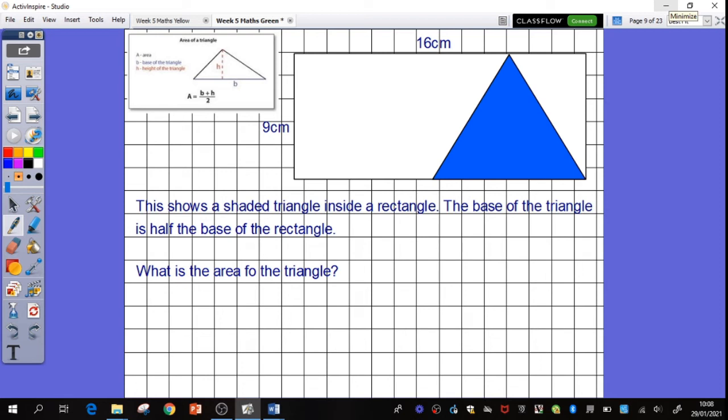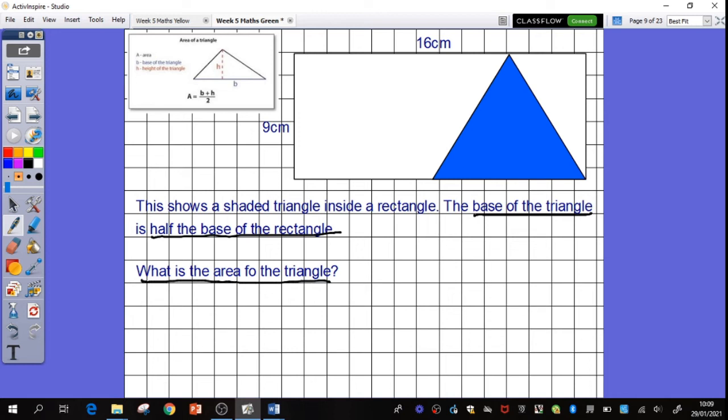Here is my next problem. You should now be familiar with how to find the area of a triangle. It's base times height, and then I half it, divided by 2. So this shows a shaded triangle inside a rectangle. The base of the triangle is half the base of the rectangle. That's an important part. The base of the triangle is half the base of the rectangle. And it's asking me what is the area of the triangle. Bit of a spelling mistake.